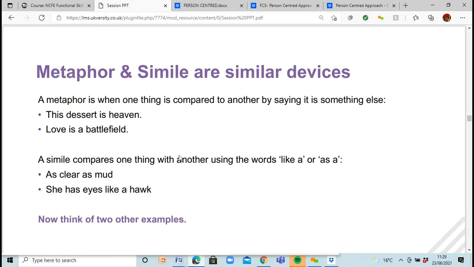And then we've got metaphors and similes. Metaphors and similes are quite similar to each other. A metaphor is when one thing is compared to another by saying it is something else. So metaphor is comparing one thing to another thing. Like, "this desert is heaven," or "love is a battlefield." And then there are a couple of other examples that can be used for that as well.